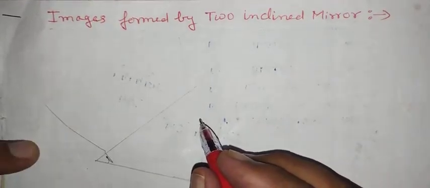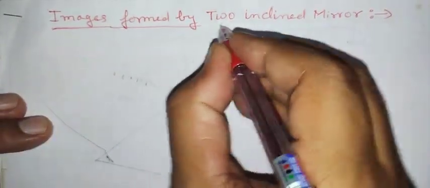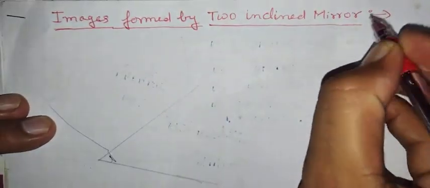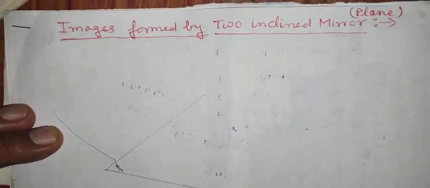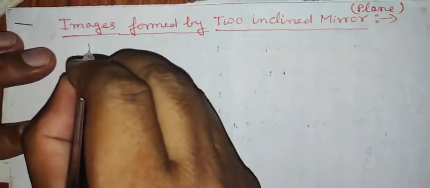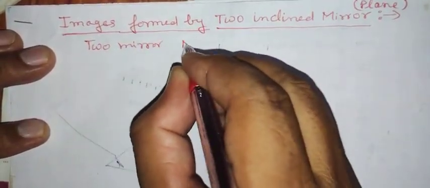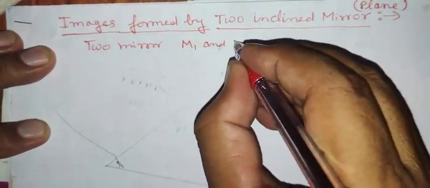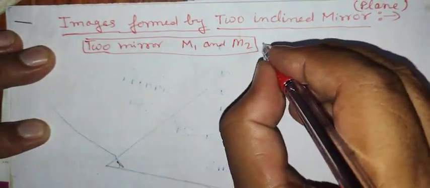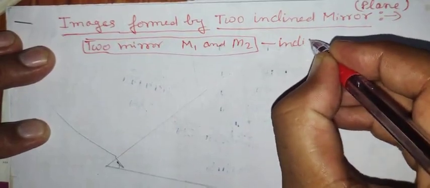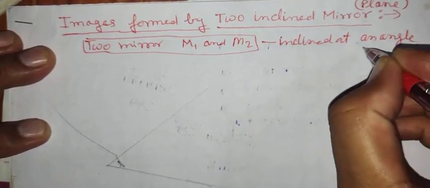Hello everyone, we are going to see a topic that is images formed by two inclined mirrors. These mirrors are plane mirrors. Let we have two mirrors, M1 and M2. These two mirrors are inclined at an angle theta.